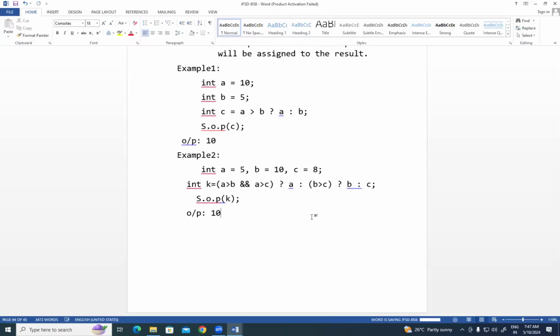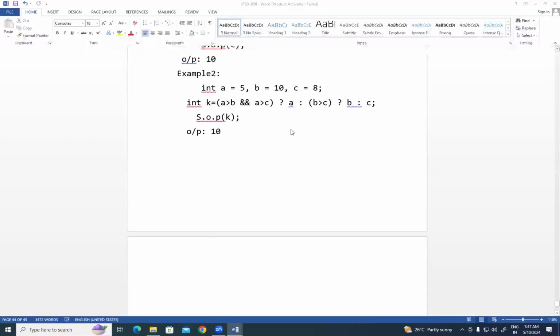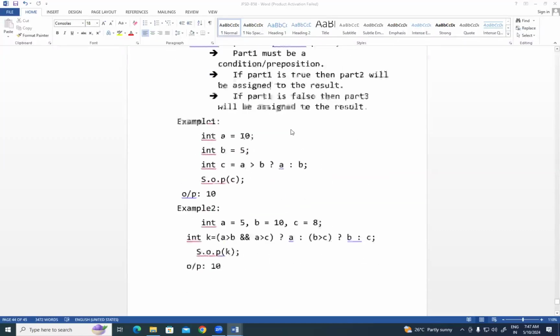Folks, this is called, folks, which operator? Ternary operator. Am I clear? Am I clear, folks? Everyone online, am I clear now? Let's go ahead. This is called the ternary operator. Okay? Right.